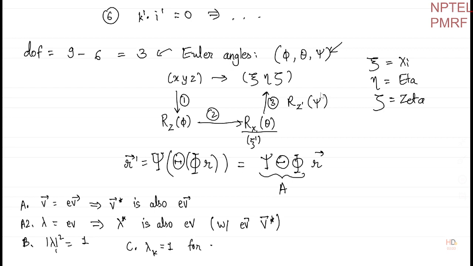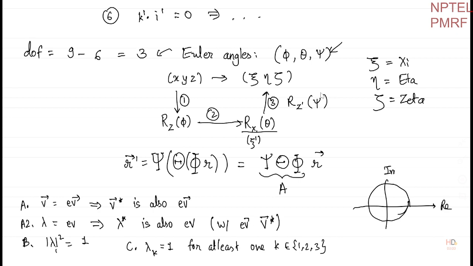And the last one was that at least one lambda k is equal to 1 for at least one k belonging to 1, 2, 3 or xyz. Right? So we have three eigenvalues, all of them lying on this unit circle. So this is the real axis, this is imaginary. But if they are there, then their complex conjugate should also be there. But we have only three of them.